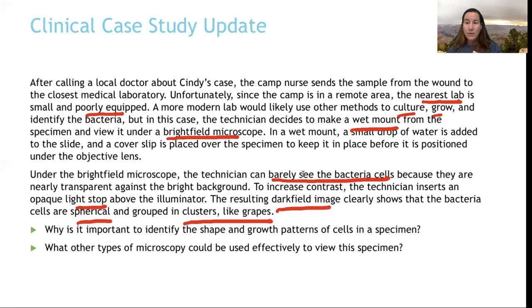So that's another thing. How are they growing? Are they growing in a cluster? Are they growing in a chain? Are they individuals in singles, or in a packet? How they grow is also another indicator of what you might be looking at. So these are spherical, growing in clusters, and that's what we know so far about the bacteria found in Cindy's knee wound from playing basketball.